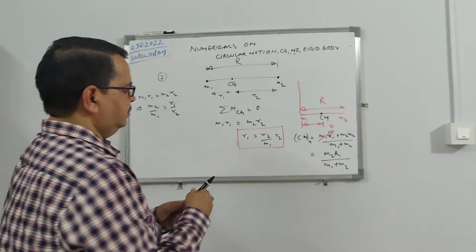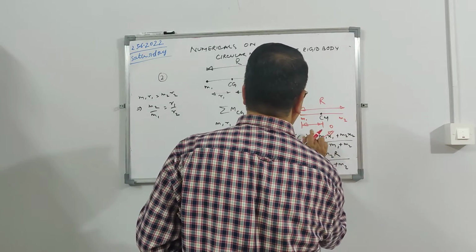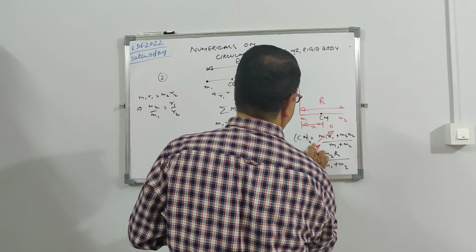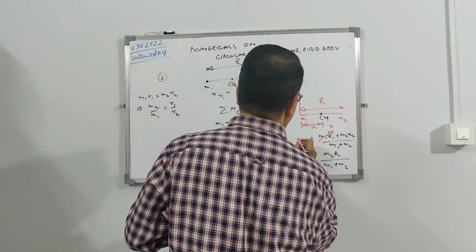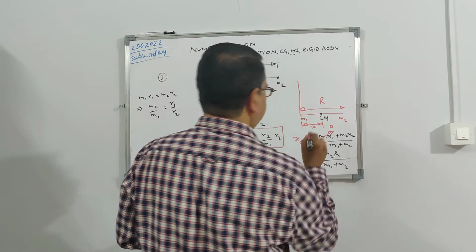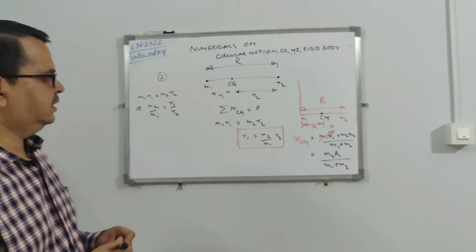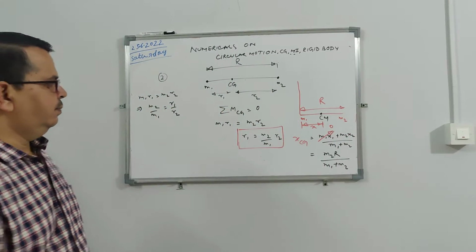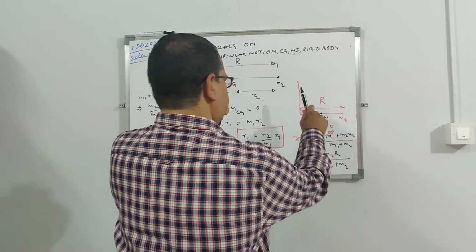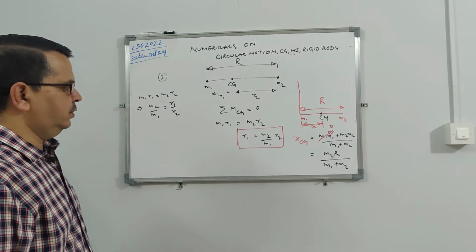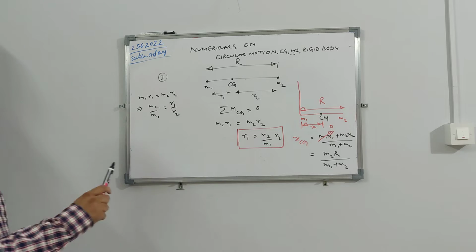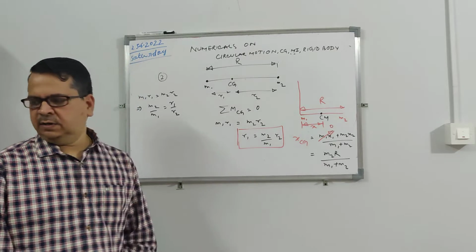So we can write it as, let us say, x. I can just write it as x_cg. x_cg is equal to m1 x1 divided by m1 plus m2, because the first mass is passing through the center of gravity, so its moment will be 0, and x2 is equal to r, divided by m1 plus m2. So that is a better way of doing it.